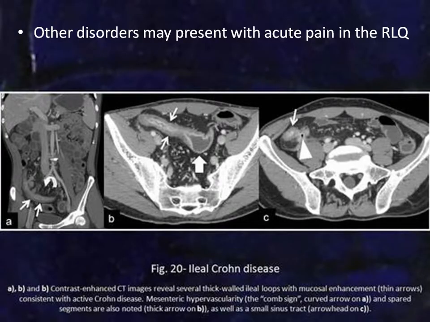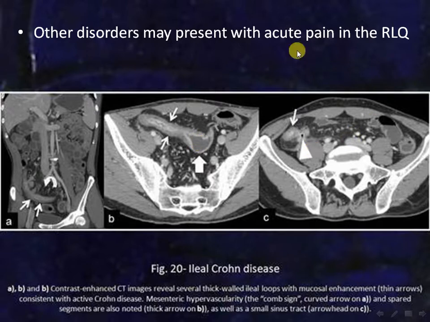So, other disorders might cause acute pain in the right lower quadrant, including this thick-walled ileal loop with a mucosal enhancement, indicating Crohn's disease. You can see the thick-walled enhancing small bowel loops here and here, and you can notice there is a skip lesion characteristic of Crohn's disease.